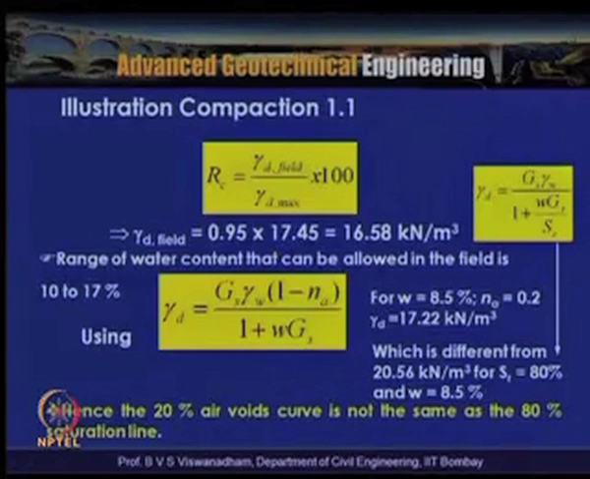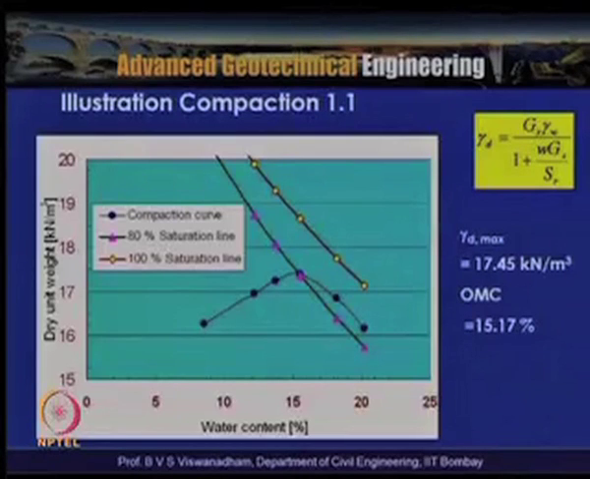Now, in continuation, to determine the relative compaction, 95% relative compaction is specified. So the γd field which is required is 0.95 times 17.45, which is 16.58 kilonewton per meter cube. So the range of water content that can be allowed in the field is 10 to 17%. That is, from this slide, for that particular density, 95% of this, the range of water contents that can be allowed in the field ranges from here to here.